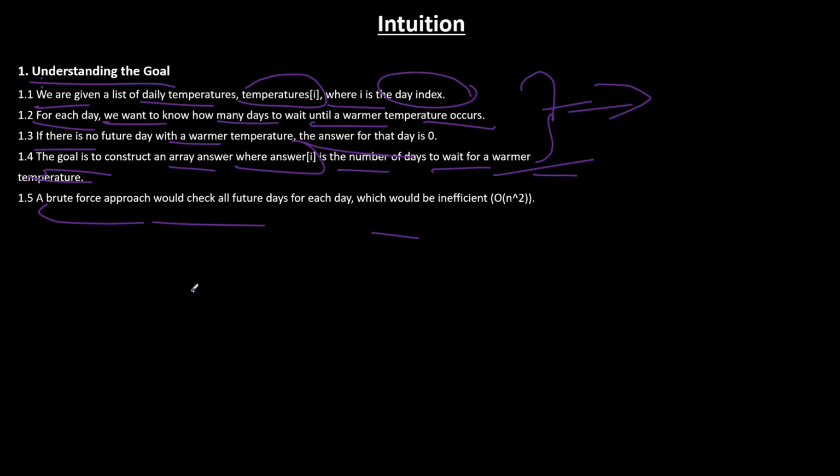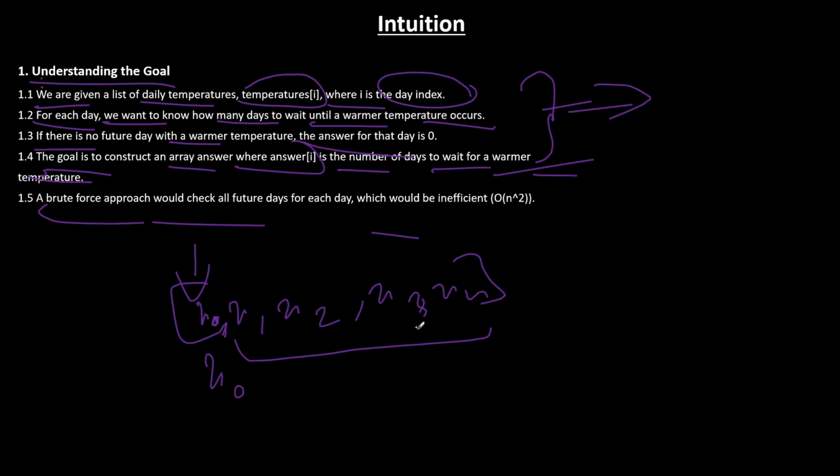A brute force solution would be, suppose this is the array and you have temperatures x0, x1, x2, x3, x4, right? So what we can do is take x0, then iterate over the complete leftover array looking for the ith day which has a temperature greater than x0. Again, we will come back for x1. We'll iterate from x2 to xn, checking for any temperature which is greater than x1, right?